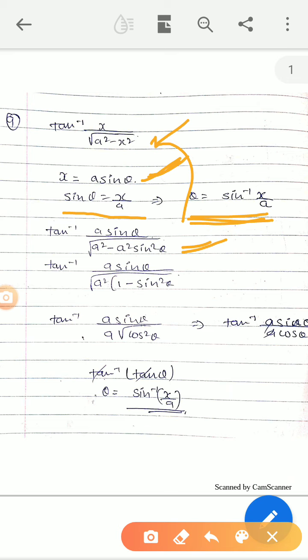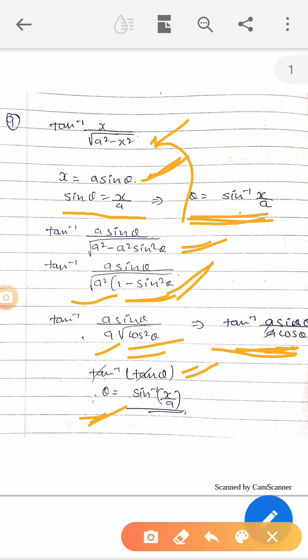theta. And when you take a square common, you will get 1 minus sine square theta, and 1 minus sine square theta is cos square theta. Taking a square common, root a square is a, and root cos square theta will be cos theta. Okay, a and a you can cancel, and you will get tan inverse tan theta, and that gives the final answer, theta.